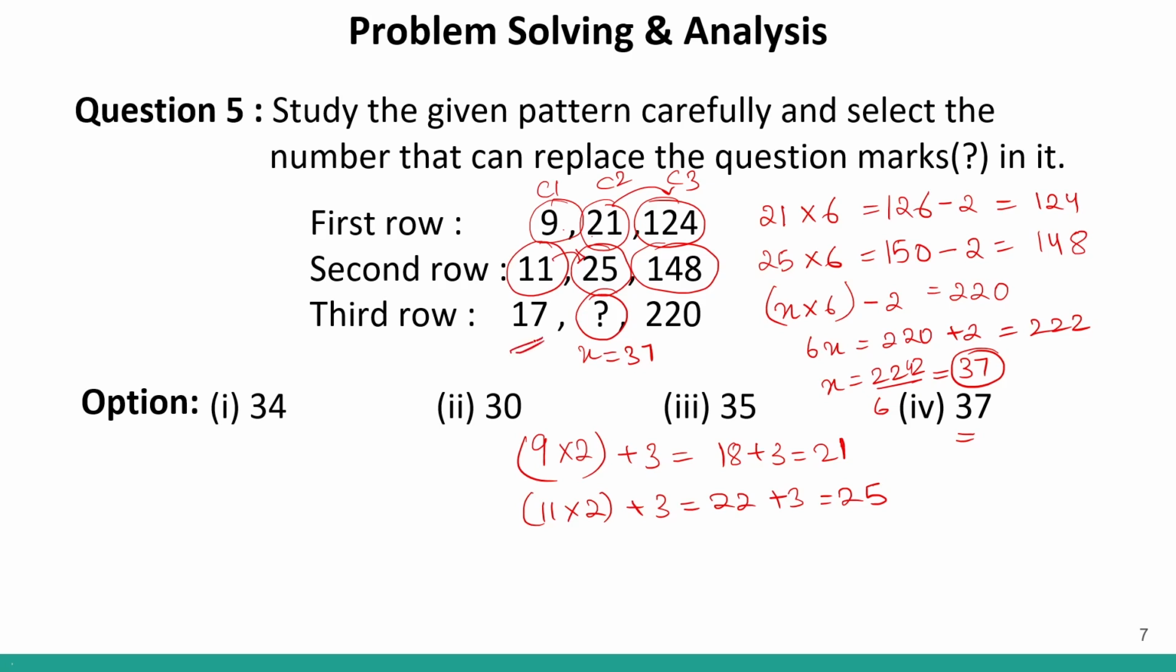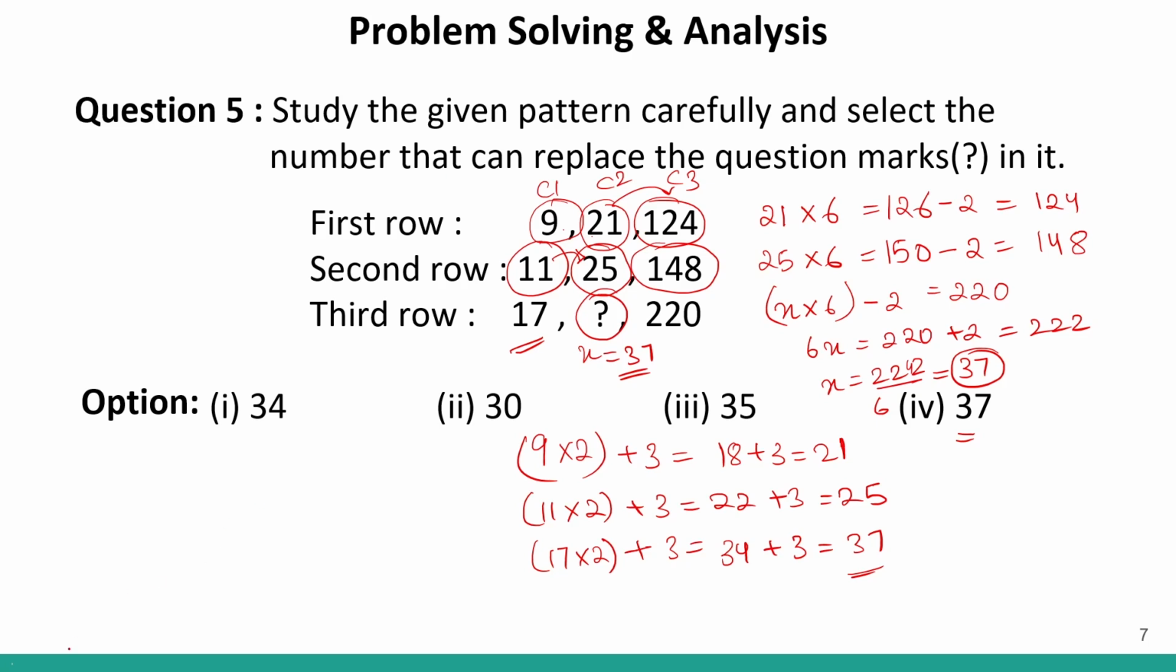Now let us check for 17. So 17 into 2 plus 3 will be how much? 17 into 2 is 34, plus 3 will give me 37, which was our missing term. So this also holds the same equation with the next number as the above rows. Correct? So this is also a type of question that you can get in logical grid.